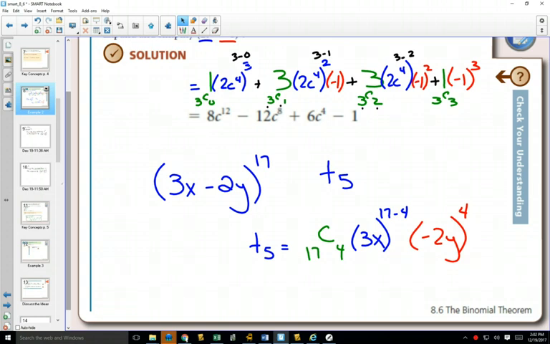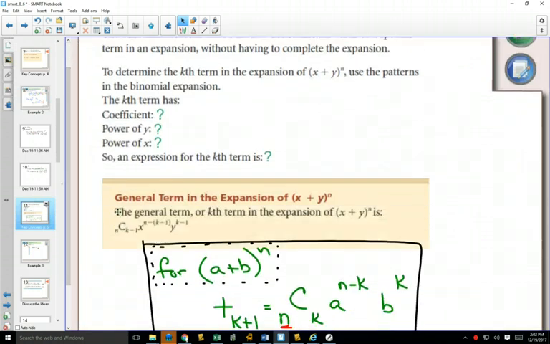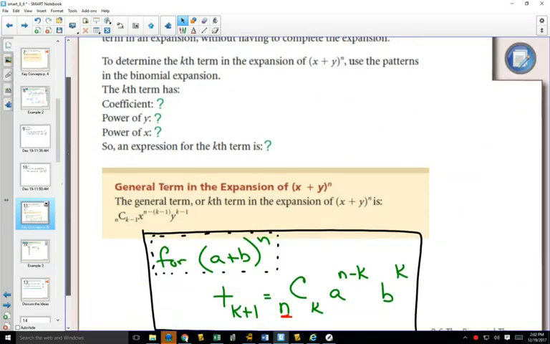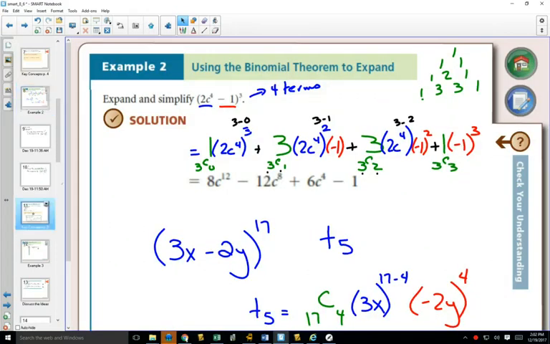So we can use this pattern to figure out a specific term, and what we get from this idea is the following pattern. So they've got it at the bottom here, the general term. This is how the textbook writes it. In the black box here is how it's written on your formula sheet. So I'm going to rewrite the question that we just came up with. I'll go 3x minus 2y to the 17.